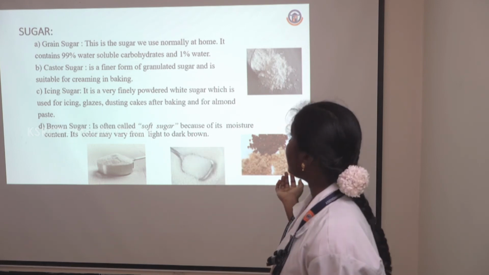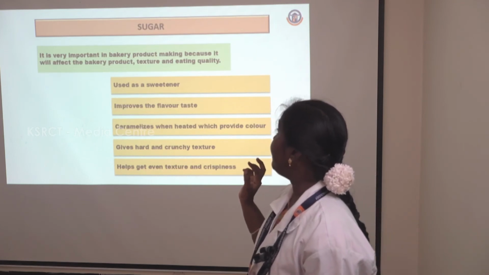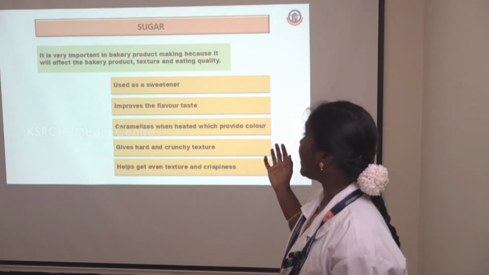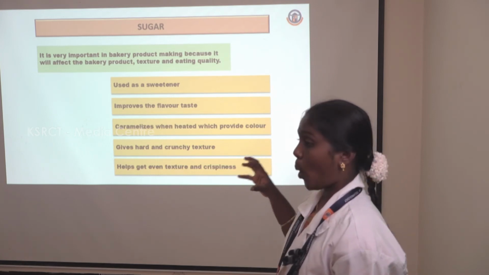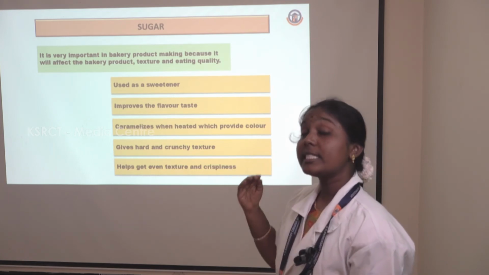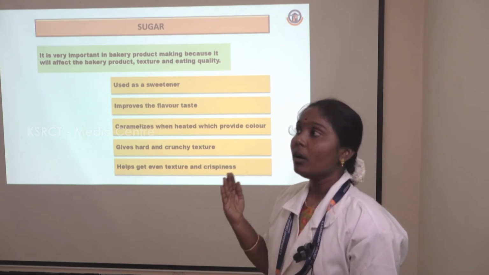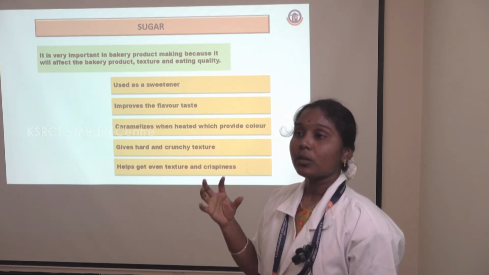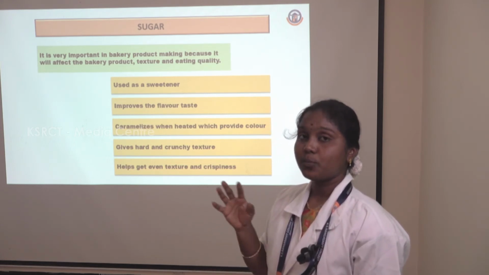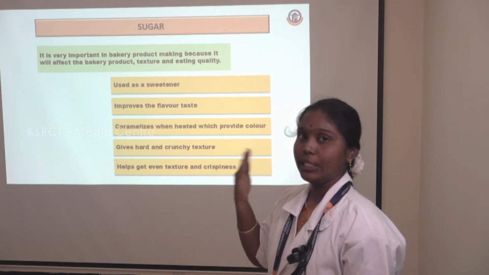Okay. So next one is sugar. Sugar is very important in bakery products, all of you know. So what is the importance? It creates the proper product structure. Another one is it improves the eating quality of a bakery product. All of you know, we love baking products. If it does not have any sweetness, we do not like it. So sweetness means it improves the eating quality.